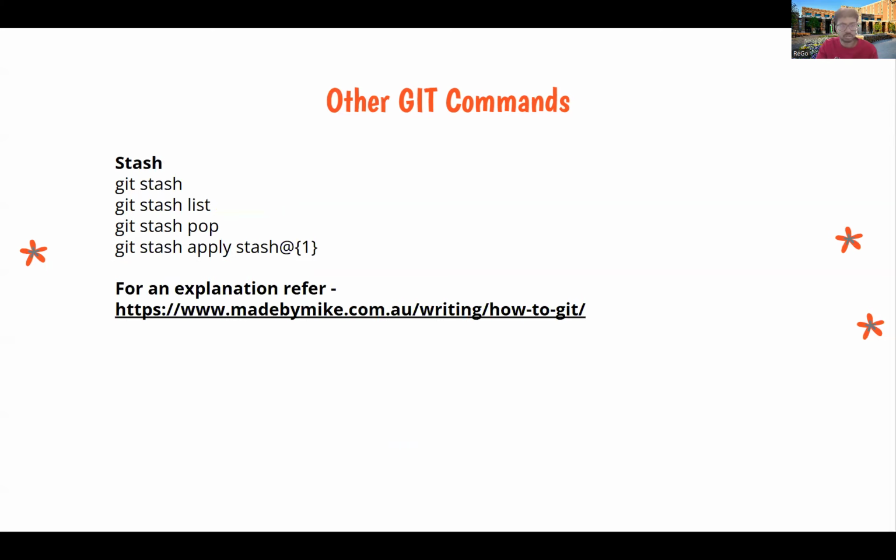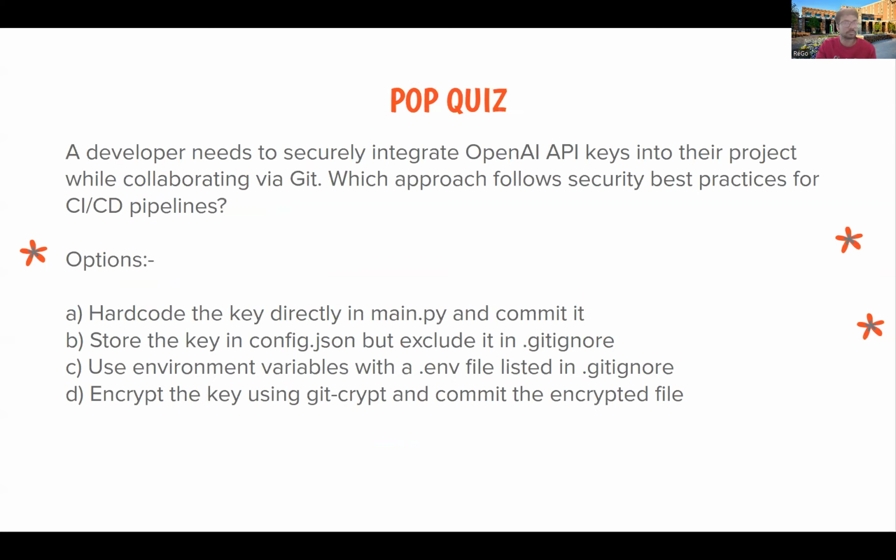Then Git stash. Stashing is like a temporary storage. You don't want to commit certain things. You want to switch to another branch while retaining your changes and then come back for them. Use Git stash. Now let's quickly go to a pop quiz.